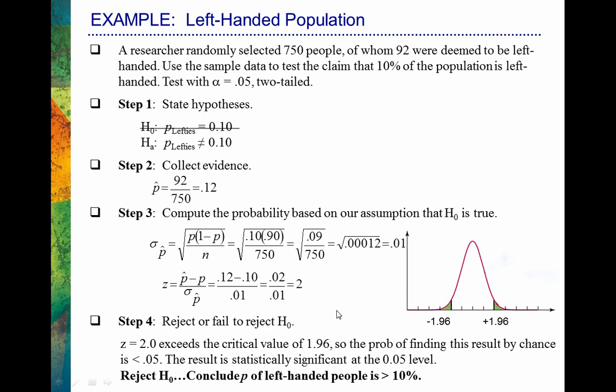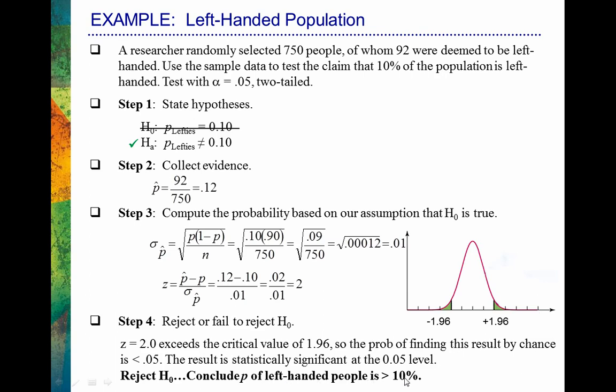Again, we reject the null hypothesis, which means we are literally saying that we no longer believe that this is true. We're going to take on the alternative, and now we believe we have evidence that this is true. The true population proportion of left-handed people is something other than 10%. Well, our best guess is to coincide with our sample data, and that is that the true proportion is greater than 10%. So we conclude that the true population proportion of left-handed people is greater than 10%.